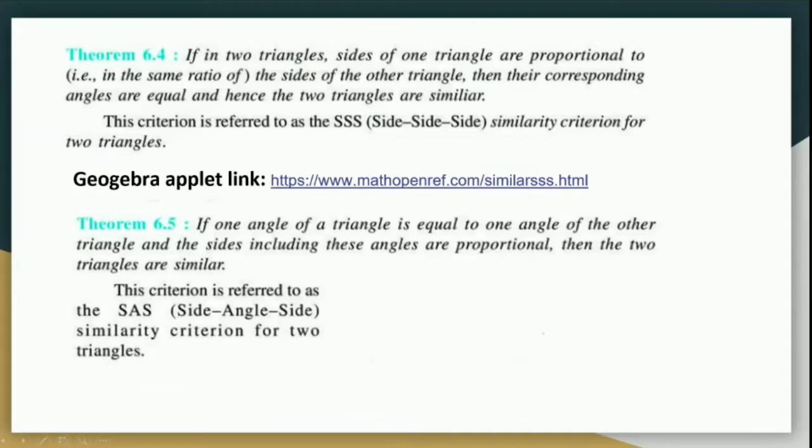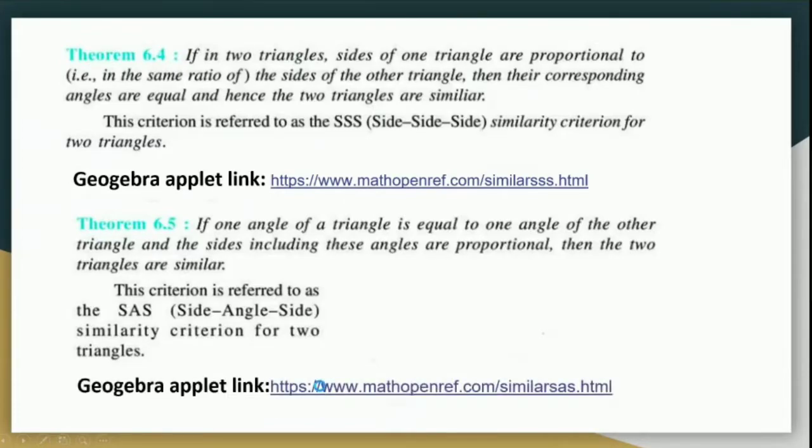So we have done the three criteria. The first one was AA or AAA criteria. Second one is SSS criteria. And this third one is the SAS criteria for similarity. Again, let us use GeoGebra to check this.